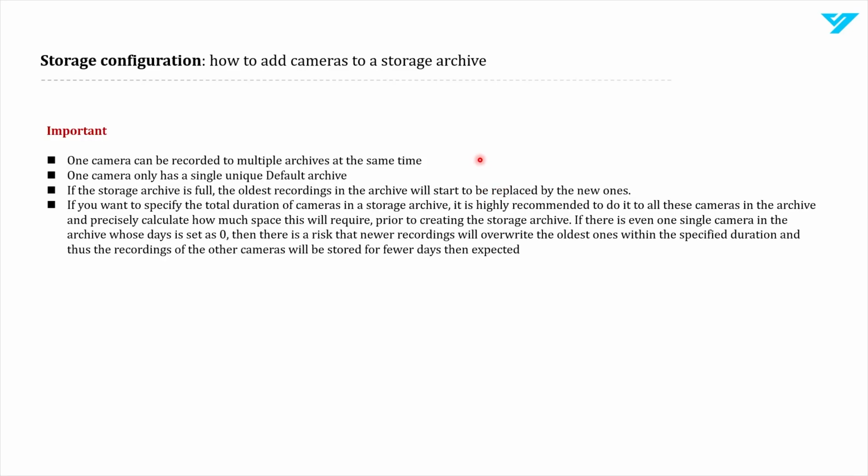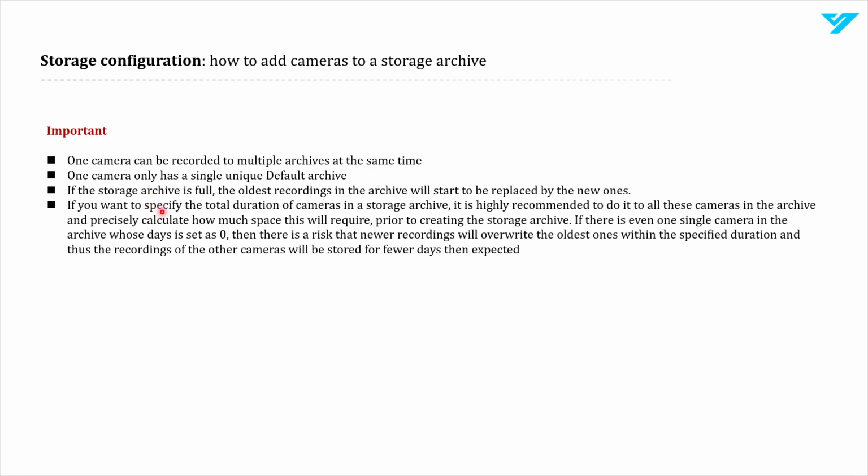Now, let's take a look at those things that are very important once again. First, one camera can be recorded to multiple storage archives at the same time, no problem. However, one camera only has one single unique default storage archive. If the storage archive is full, the oldest recordings in the archive will start to be replaced by the new ones.